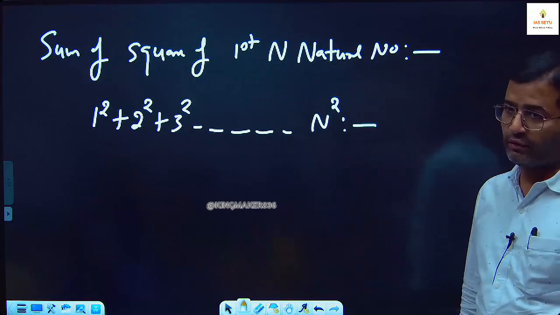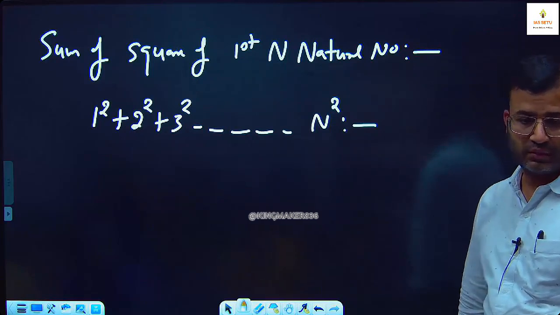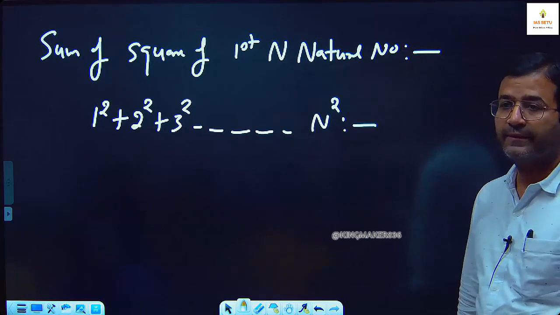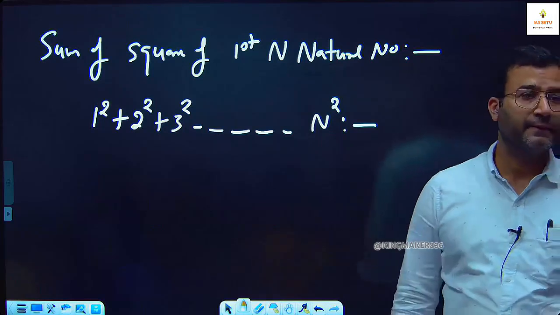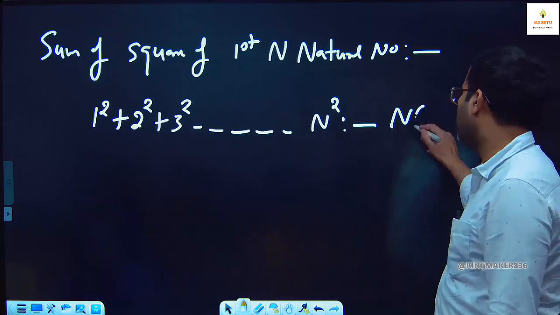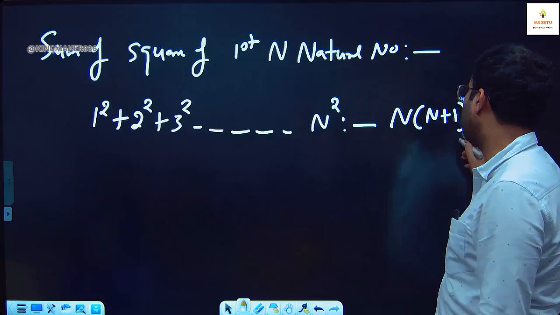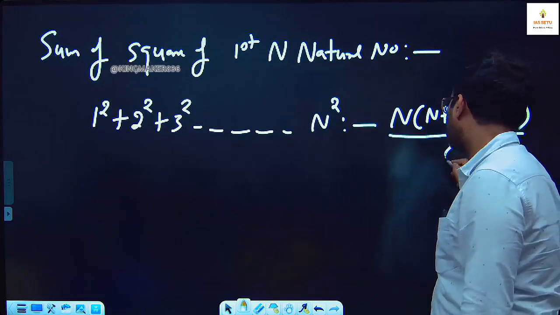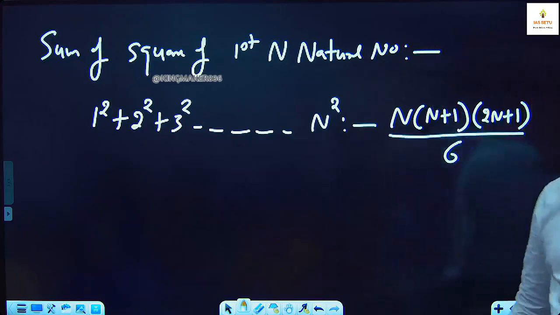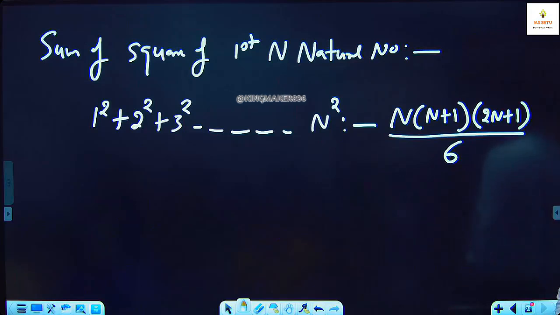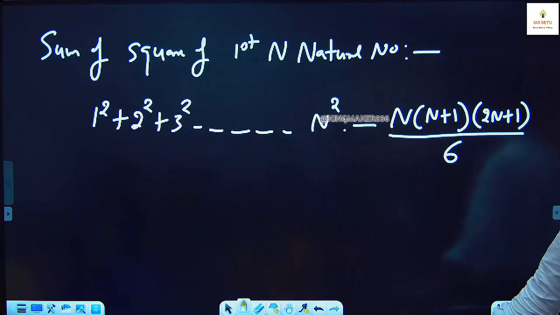What is the formula if you know by chance? No, no. Right, n into n plus 1 into 2n plus 1 divided by 6. N into n plus 1 into 2n plus 1 divided by 6.